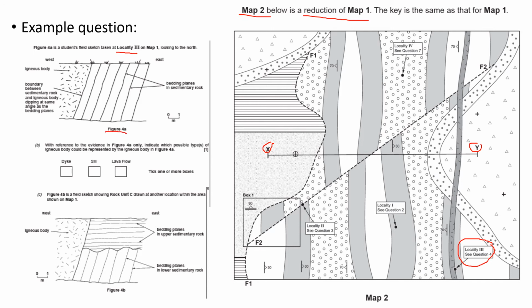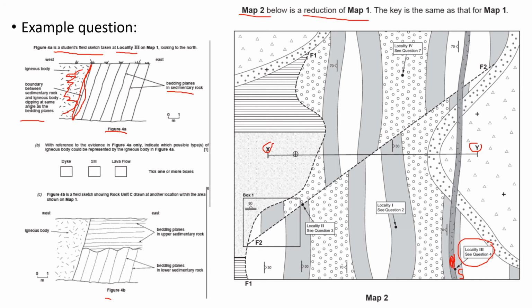We've got figure 4A and figure 4B, and it says that the student has done a field sketch there, looking north, at locality 3. So I think that's really useful to us. We've got some sedimentary rocks, and we've got a boundary with an intrusion, which you can clearly see here. There's a boundary in here. We've got igneous on this side. This is all igneous, and then we've got sedimentary on this side here. So that boundary is that section there really. This is all igneous on this side.